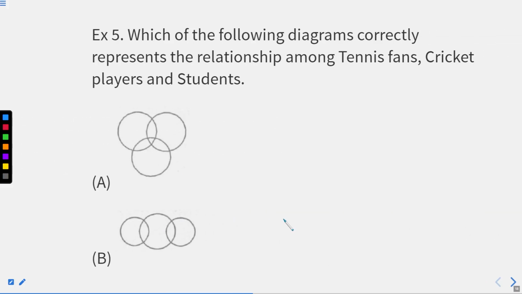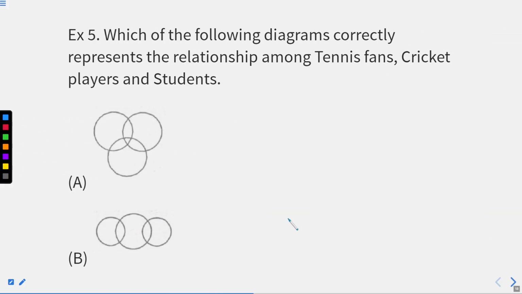Now we'll move to the next question. Now use this and try to draw the Venn diagram by yourself first. This is the approach for this question, right? What is the approach? I'll follow the approach in this question. This will be very helpful for you while solving the question as well. First, read the question. Which of the following diagrams correctly represents the relationship among tennis fan, cricket player and a student?